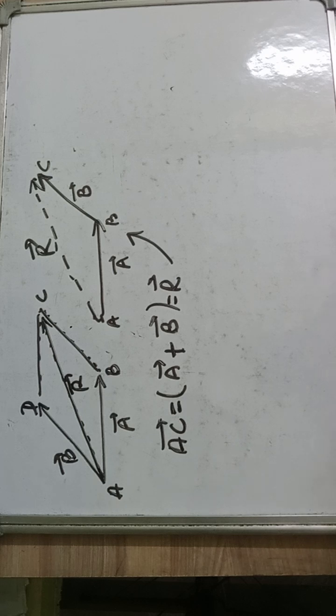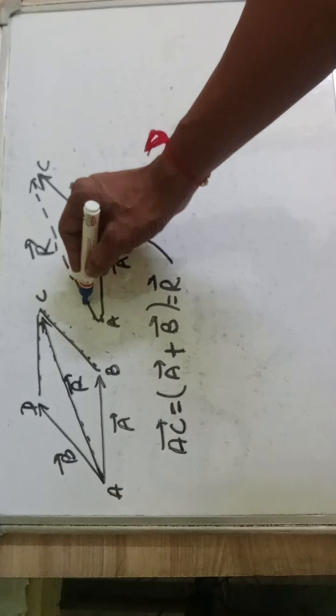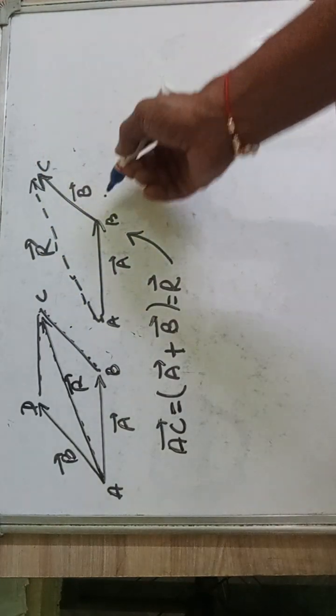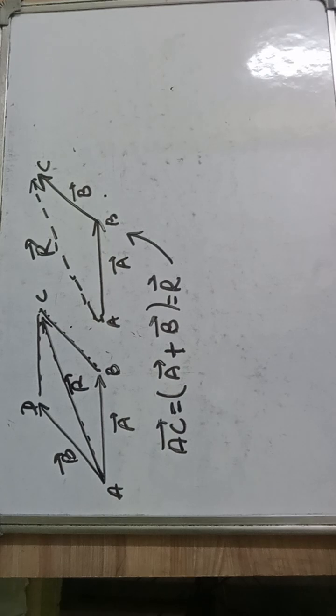Hence we can use any one of the methods to get the final resultant vector of two vectors addition A and B. When you add them, you will get the resultant vector R that will be represented either by third side using triangular method or by diagonal using parallelogram method.